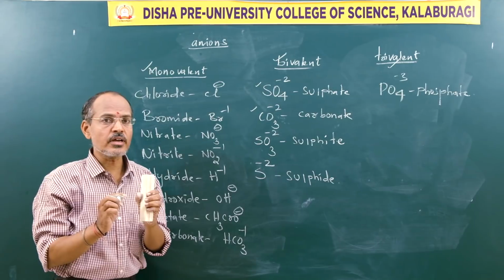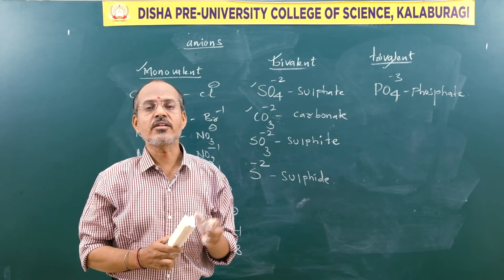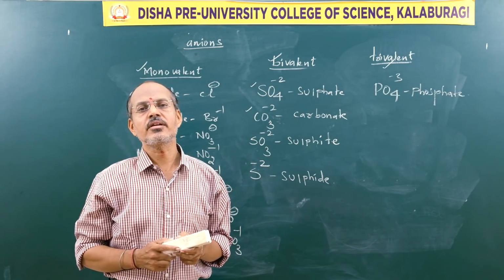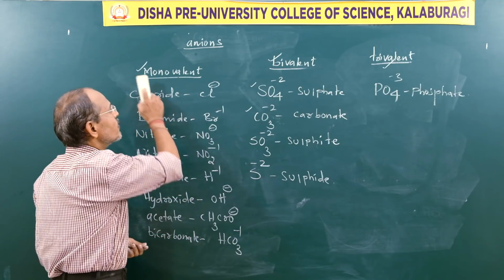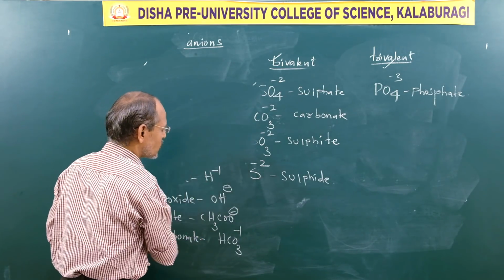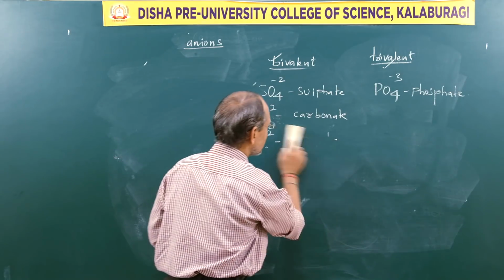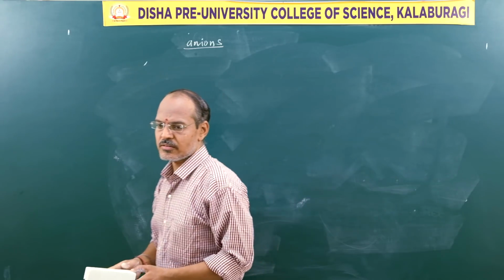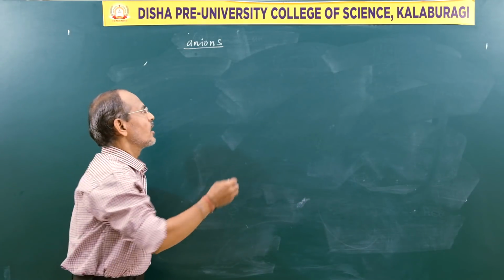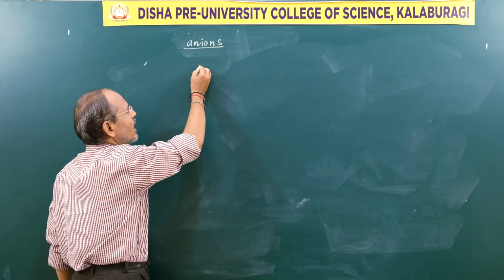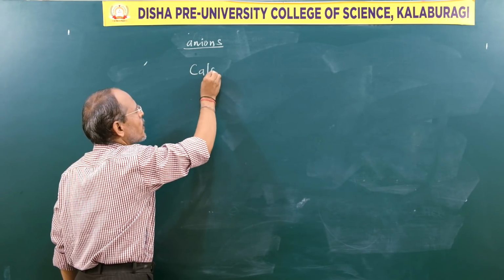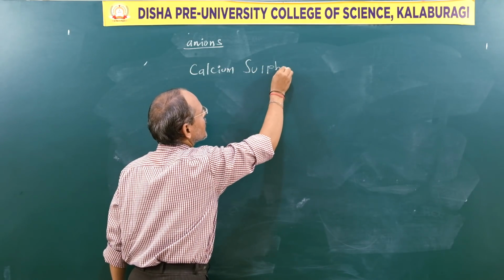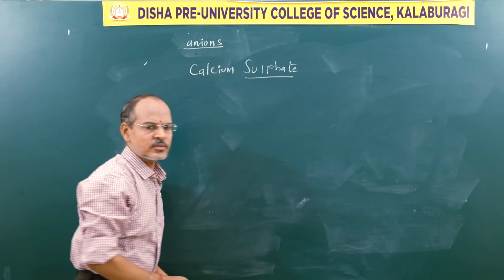So this is about the valency chart. You can say valency chart. You know already what valency is? Combining capacity. Now we'll see how to write the formula. How to write the formula of the compound. Okay. Now here first we'll have calcium sulfate. Calcium sulfate.